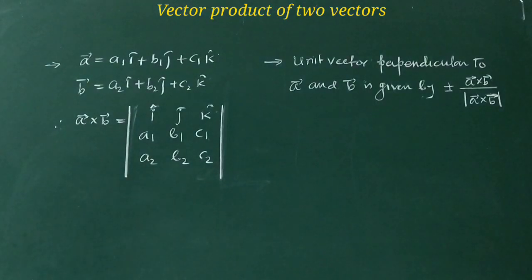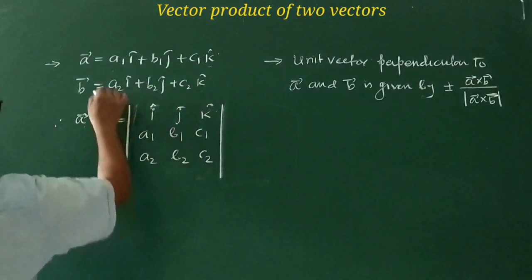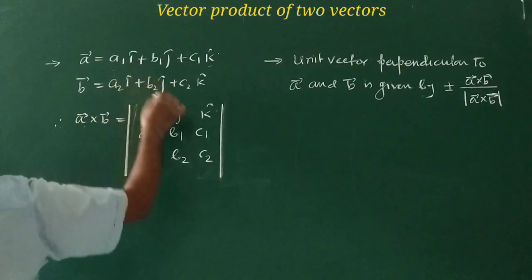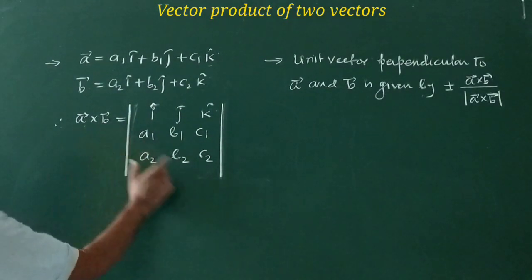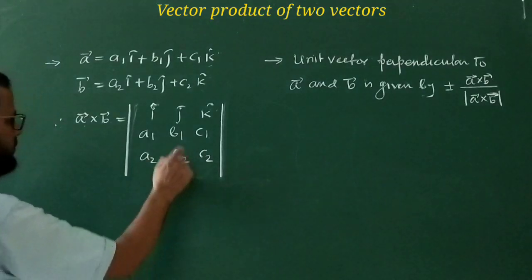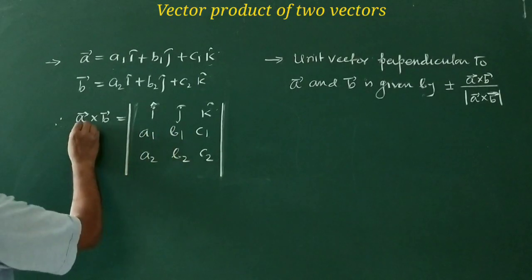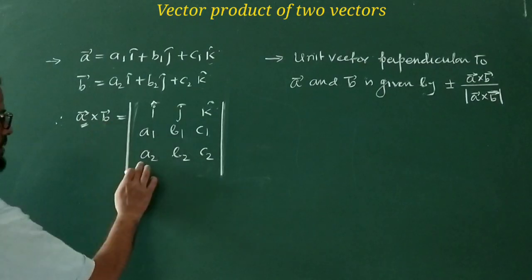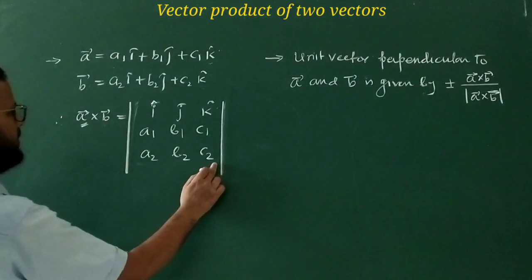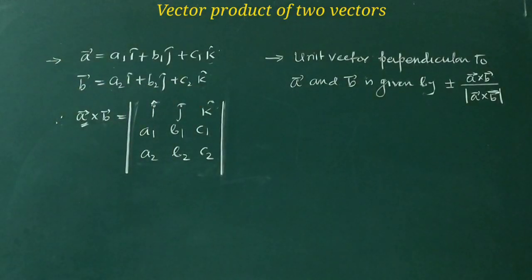If two vectors are given in terms of their components, then A cross B can be deduced by the normal cross product, and finally A cross B can be expressed in terms of a determinant. The first row will be i j k, the second row will be the components of the A vector, the third row will be the components of the second vector, and you expand it, you will get A cross B.